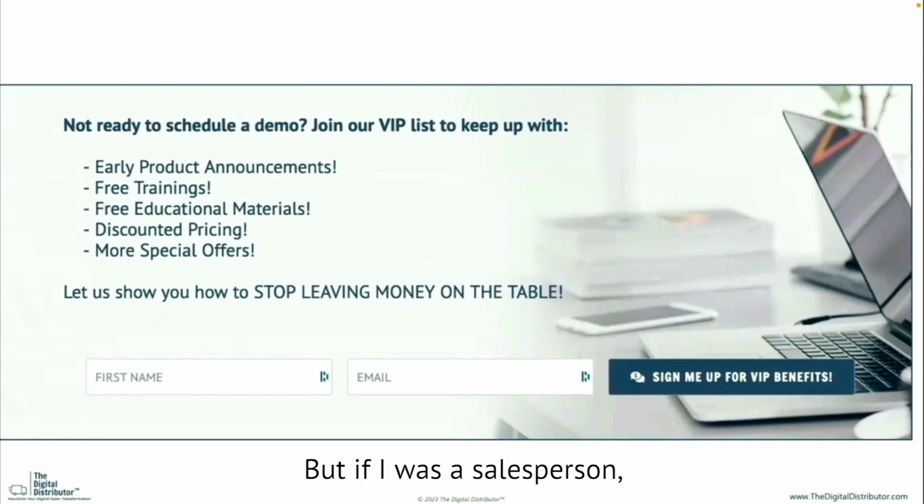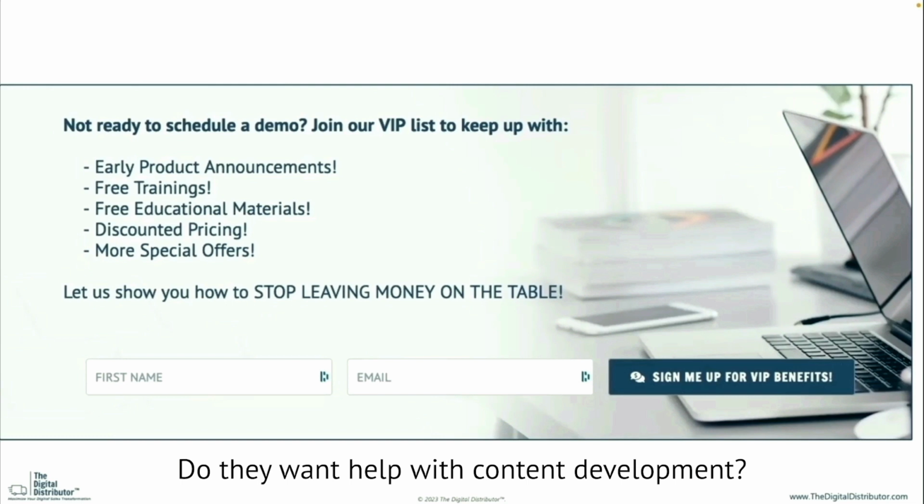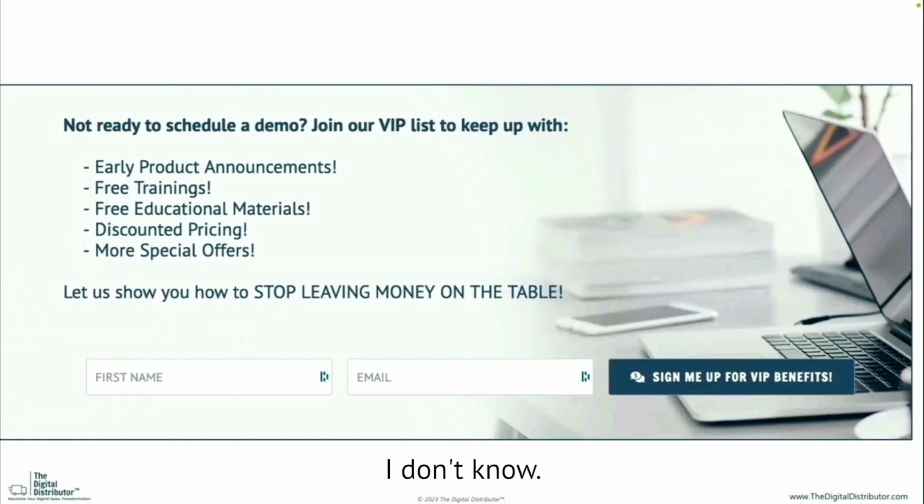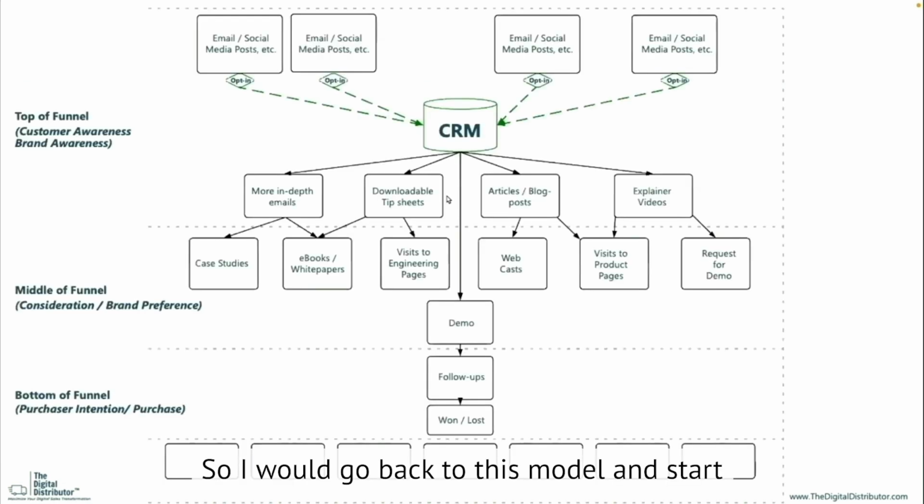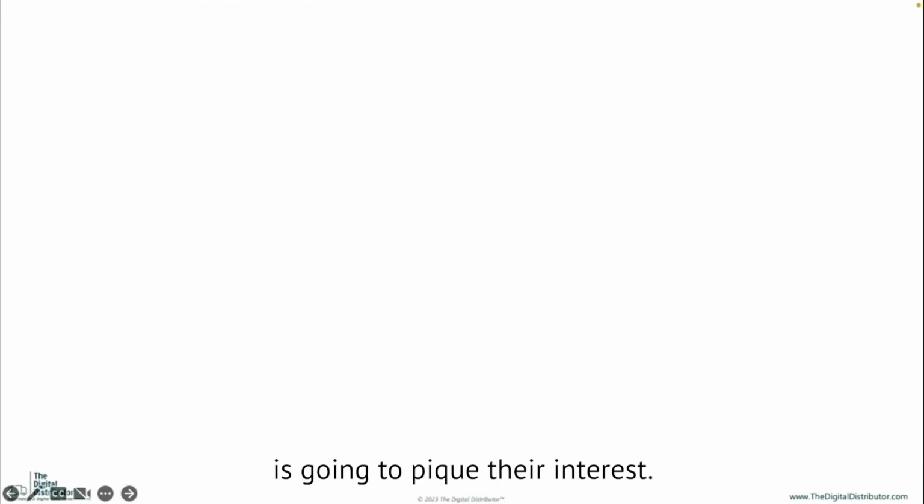But if I was a salesperson, what am I going to sell this person? Do they want help with marketing automation? Do they want help with content development? Do they want help with hiring a new marketing team? I don't know. So I would go back to this model and start sending them more stuff to see what is going to pique their interest.